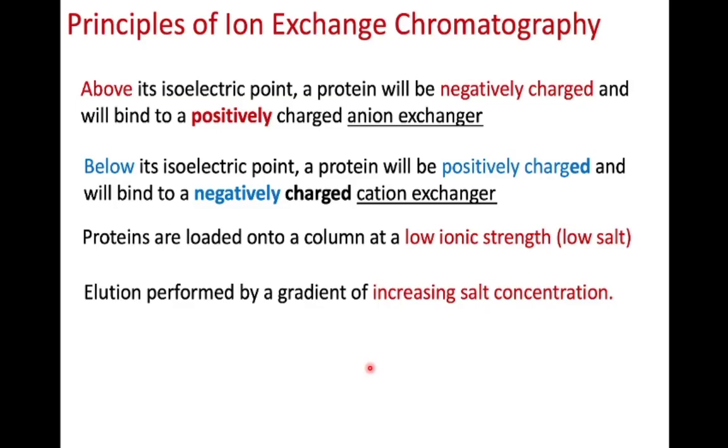So, the principles of ion exchange chromatography. Above its isoelectric point, a protein will be negatively charged and will bind to a positively charged anion exchanger. If it's below its isoelectric point, a protein will be positively charged and will bind to a negatively charged cation exchanger. So proteins are loaded onto a column at a low ionic strength, so low salt, and the elution is then performed by a gradient of increasing salt concentration.